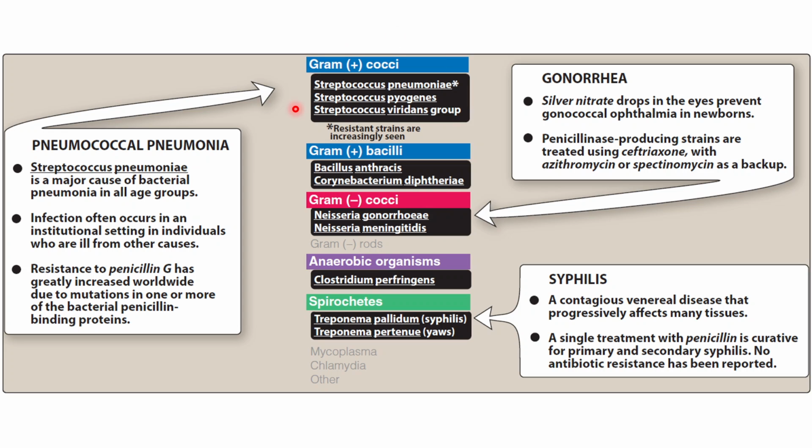Then, this was the gram-positive bacteria, and the penicillins are mostly effective against gram-positive bacteria, and that is why they are the drugs of choice for the treatment of gram-positive bacteria, including Streptococcus pneumoniae, if the strains are not resistant to penicillins.